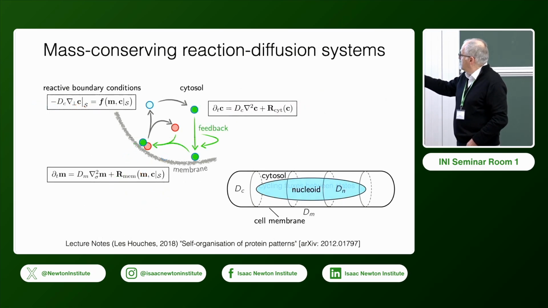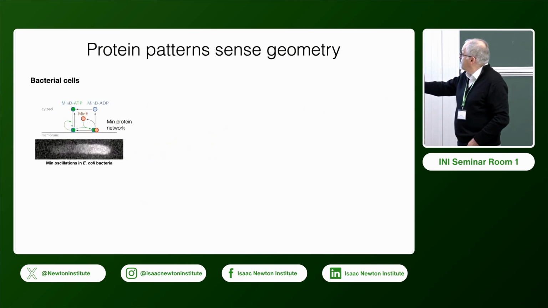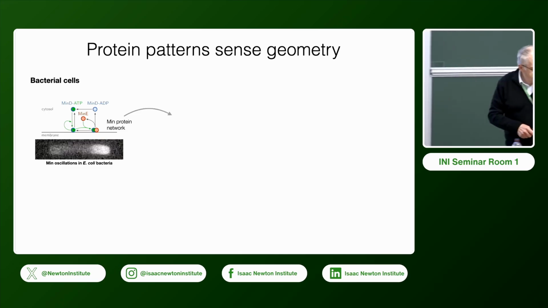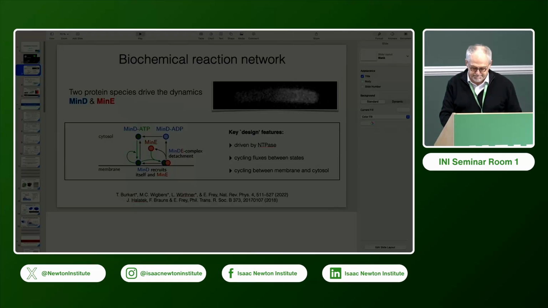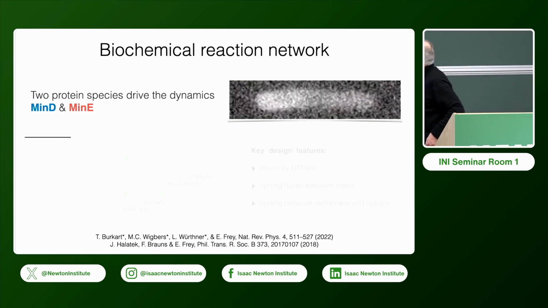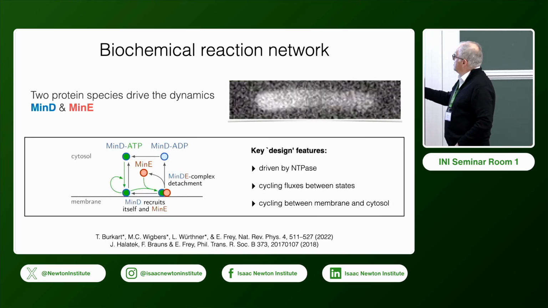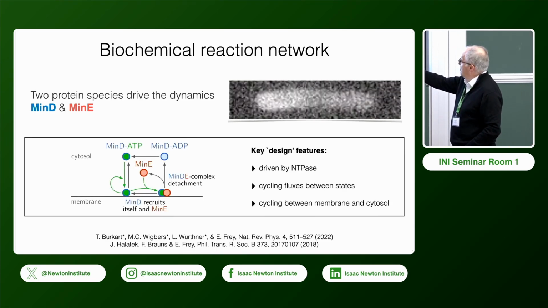So the story is as follows. You do have 2 proteins called MinD and MinE. This MinD is an ATPase, so it has to transform from the inactive to the active state before it can bind from the bulk, the cytosol, to the membrane.